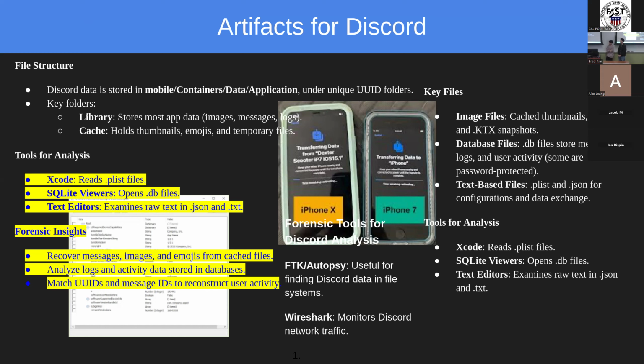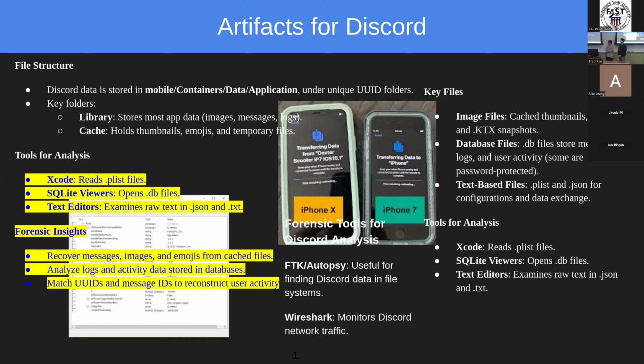I also put a picture of transferring data from the iPhone X to the iPhone 7. It's just transferring basic data, and it usually takes a long time. Also, I want to talk about the Forensic Toolkit again, and Autopsy is also useful for finding Discord data in file systems. Also, in one of our meetings, we did Wireshark, which I was fascinated by because it monitors traffic, which could include Discord network traffic.